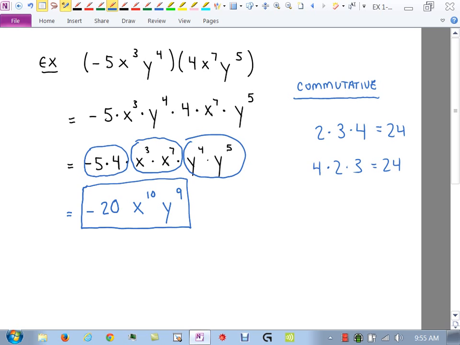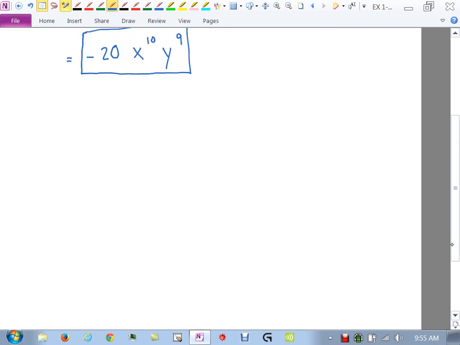Now, if you get to the point where you can do this mentally, you don't have to show me all these steps. Like if you look at this and say, oh, it's all multiplication. Oh, -5 times 4 is -20. You say x to the 3rd and x to the 7th, I'm going to add. That's x to the 10th. Y to the 4th, y to the 5th, add. I'm going to get y to the 9th. If you do that all in your head, I'm okay with that. Because that's really where you'll eventually, hopefully, get to that point. But if you're already there, then that's okay. Just be careful would be my only caution to you. Don't get ahead of yourself.